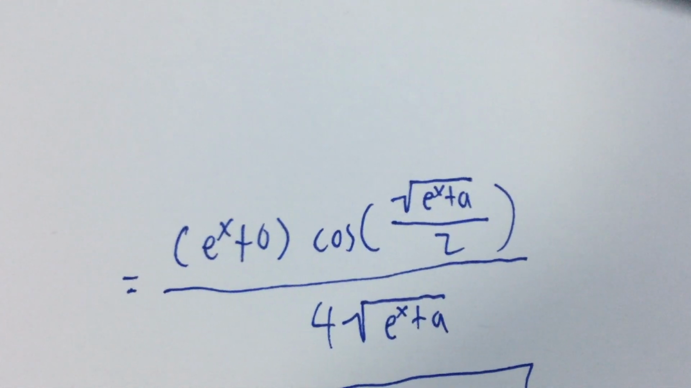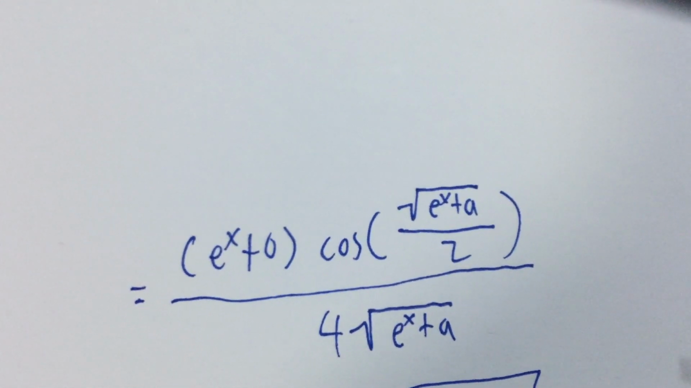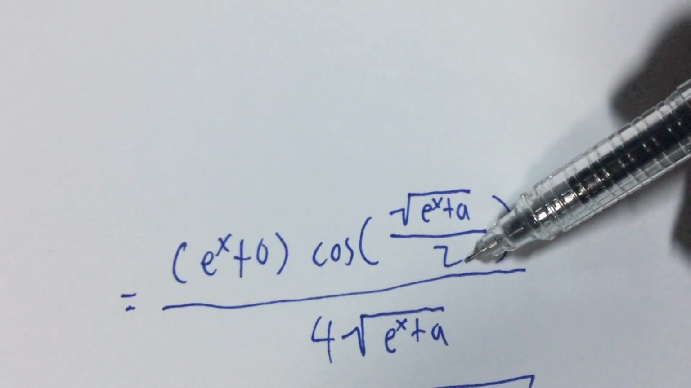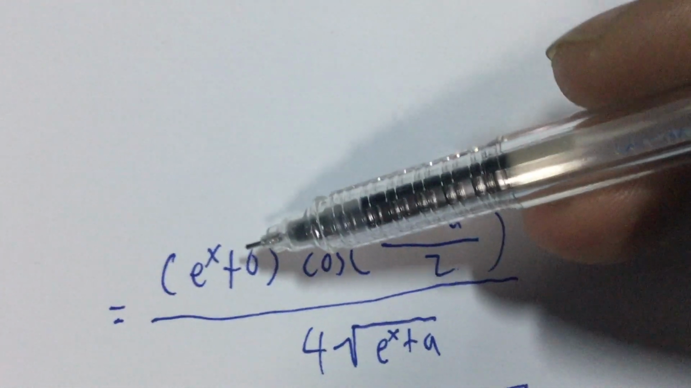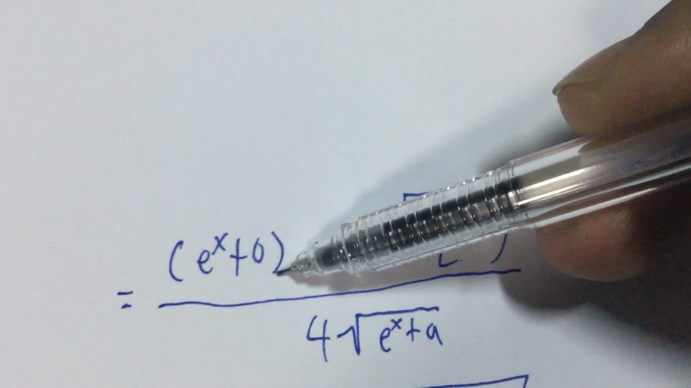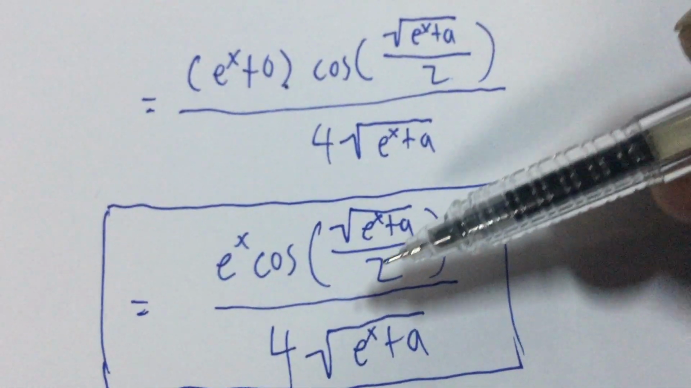And then after that, we distribute cosine of the square root of e^x plus a over 2 to the e^x plus 0. And here's our final equation.